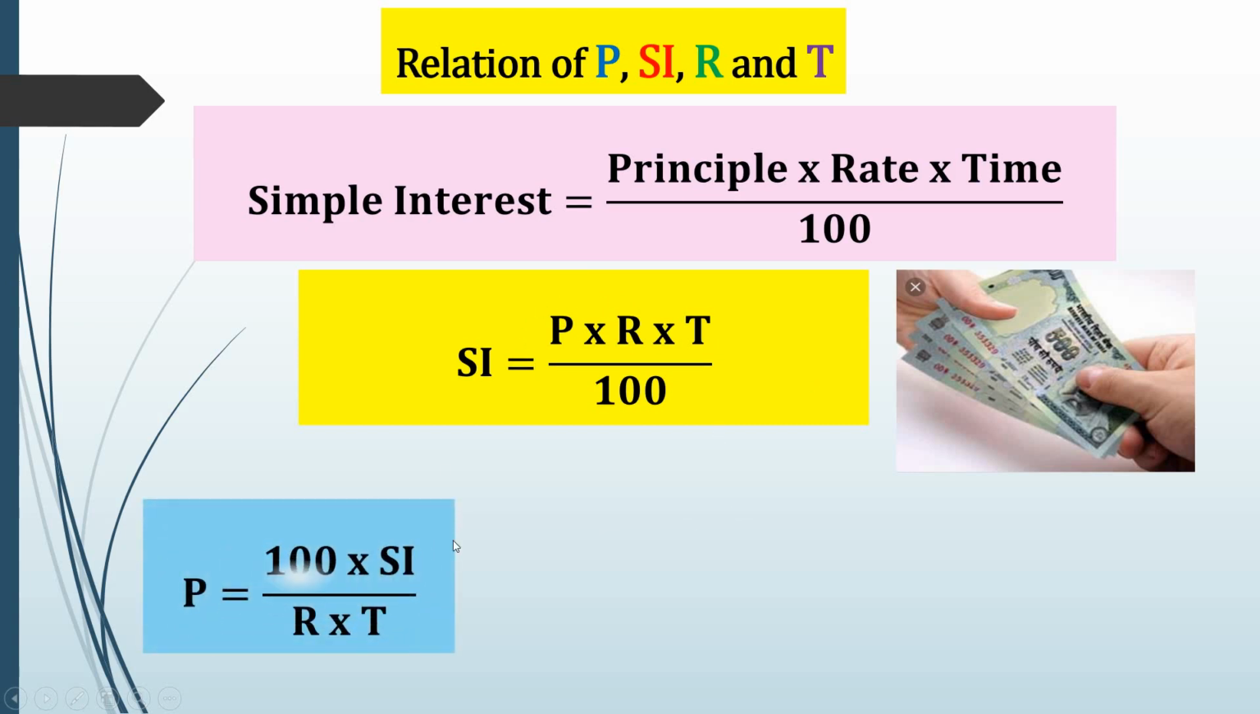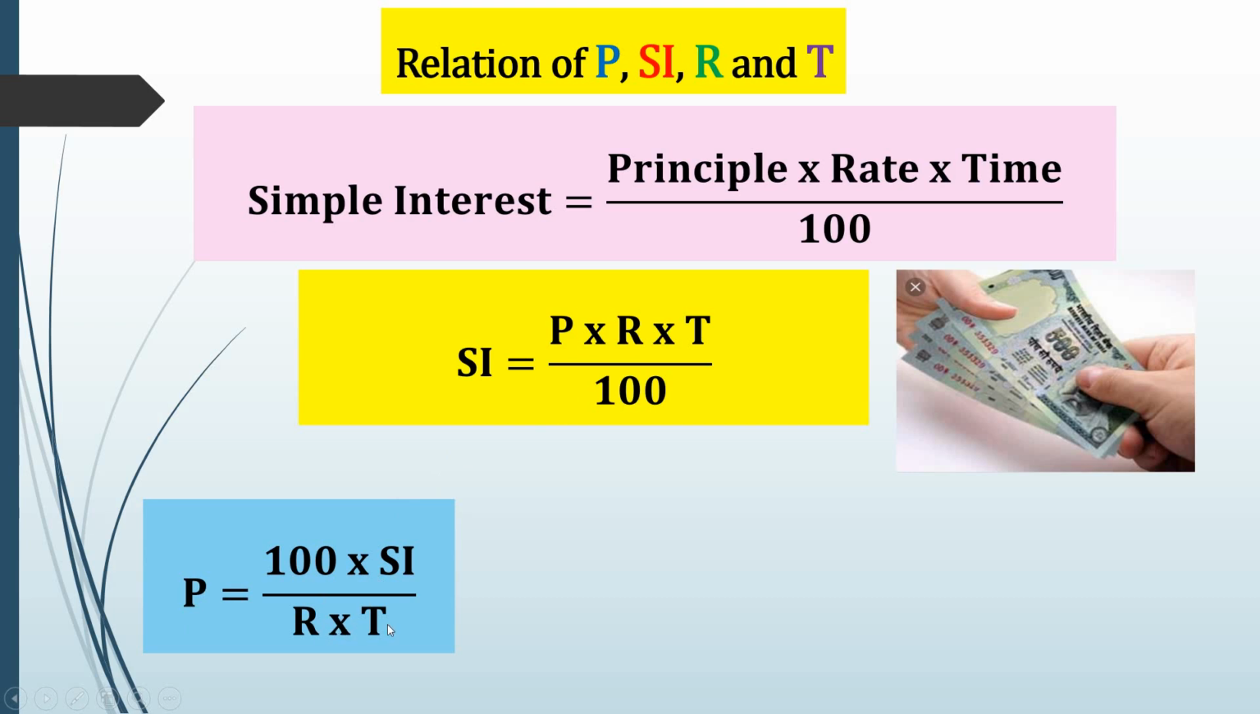We just have to rearrange this. If you are asked to find principal, we'll keep principal on one side and take everything to the other side. So 100 will come up. That's why we have 100 × SI divided by R and T, so R and T will go down.